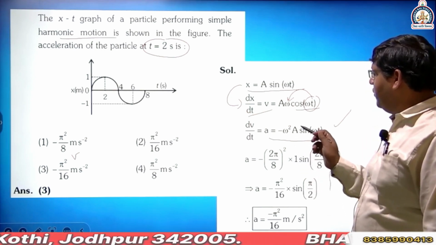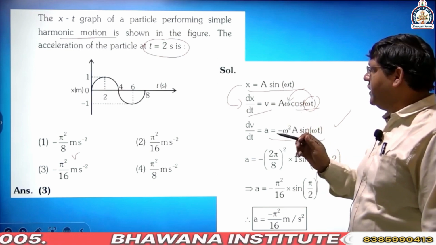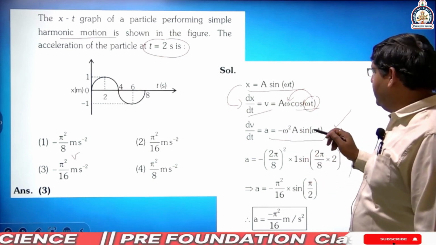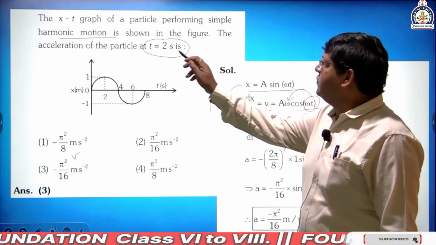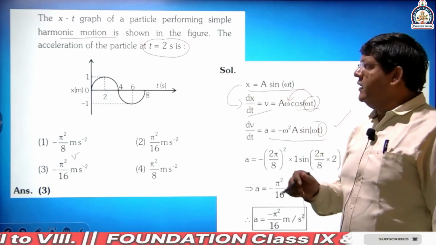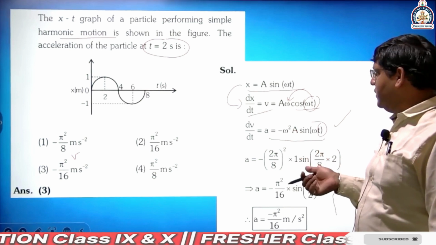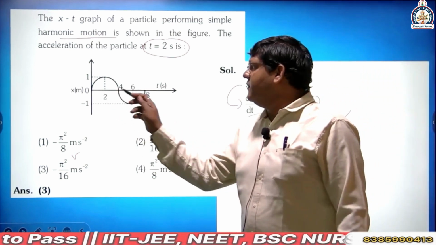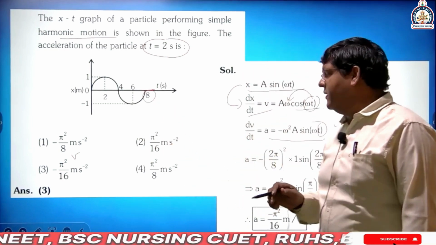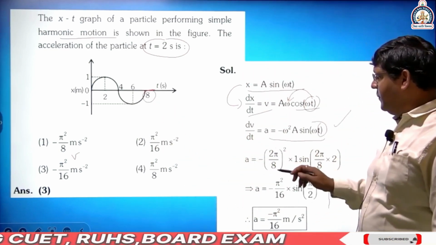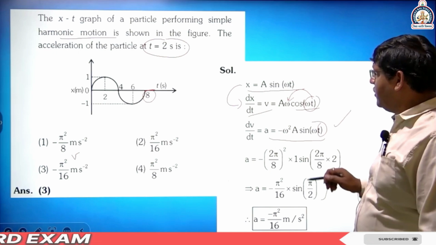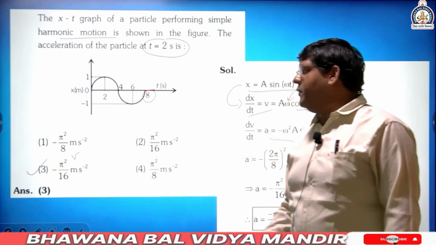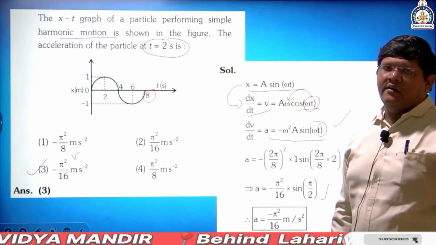So the value of omega comes out to be 2 pi upon 8, and the value of small t according to the question is 2 seconds. Omega is equal to 2 pi upon capital T, and the value of capital T is 8. That's why omega is equal to 2 pi upon 8, and solving we get option number 3, minus pi square upon 16 meter per second square.